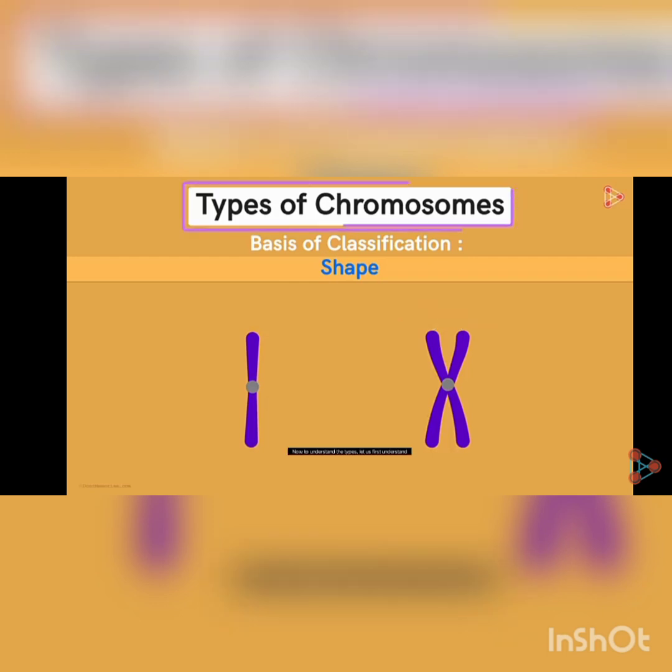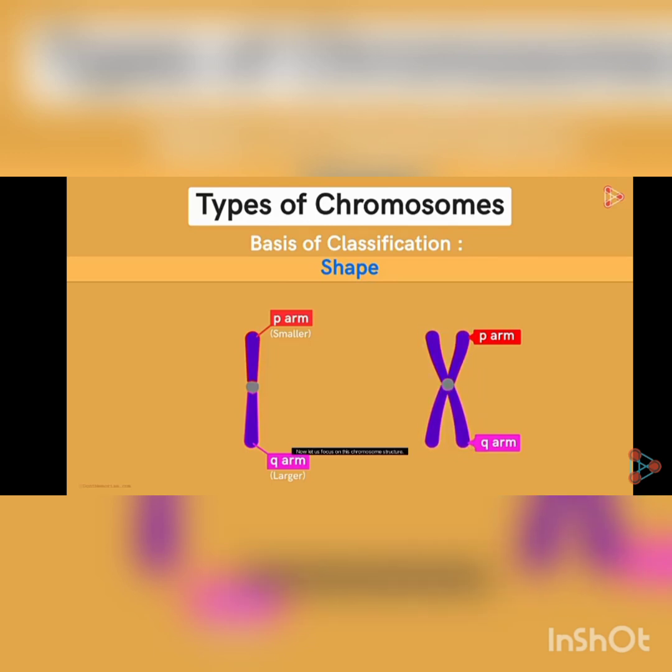Now, to understand the types, let's first understand the typical structure. Here, these two regions are called the arms of the chromosome. This arm is named as the P arm, and this is known as the Q arm. So how do we recognize which is the P and which is the Q arm? Is it based on their positions? Nope, it depends on the size. The smaller arm is the P arm, while the larger one is the Q arm. So this chromosome has one P and one Q arm, while this one has two P and two Q arms.